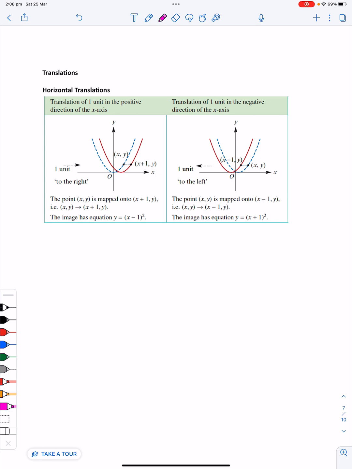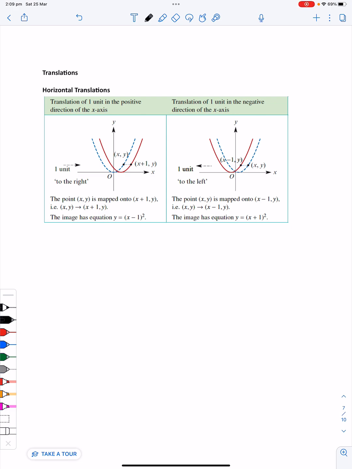Okay, so now talking about horizontal translations. Horizontal translations can be stated as moving the graph or moving the function to the right or to the left. They will use the positive direction of the x-axis, which means moving the graph to the right. If they say moving the graph in the negative direction of the x-axis, that means you're going to move the function to the left.